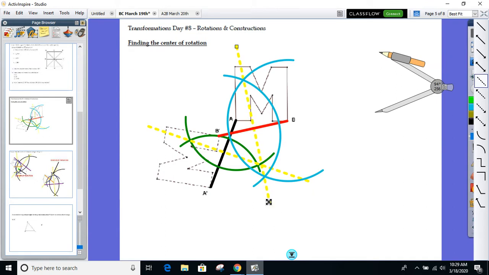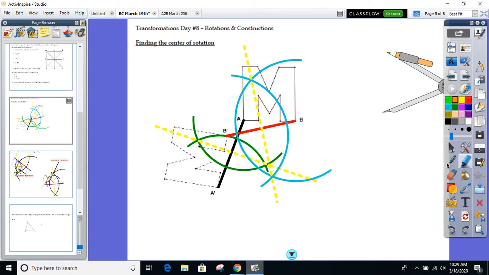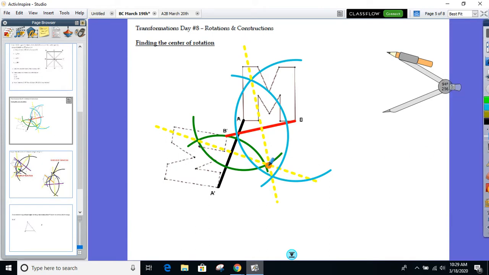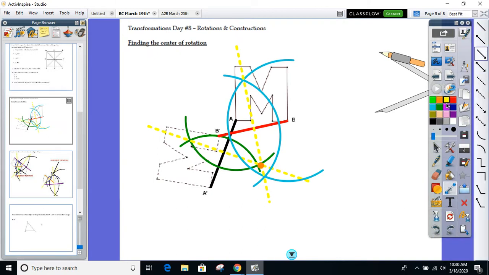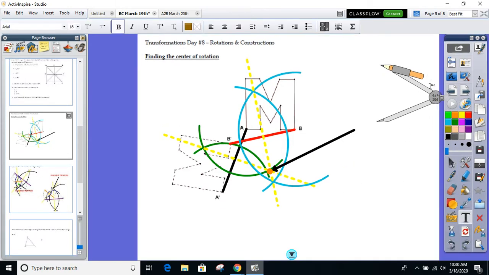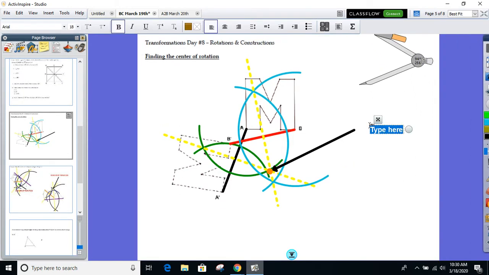And now I'll go into a little bit more detail next lesson why this exactly works when I do two perpendicular bisectors, why it equals the point of rotation. But for now, I just need you guys to be able to locate it. So there is my point of rotation. I'll label it, make it look pretty official now. And there it is, the point of rotation.